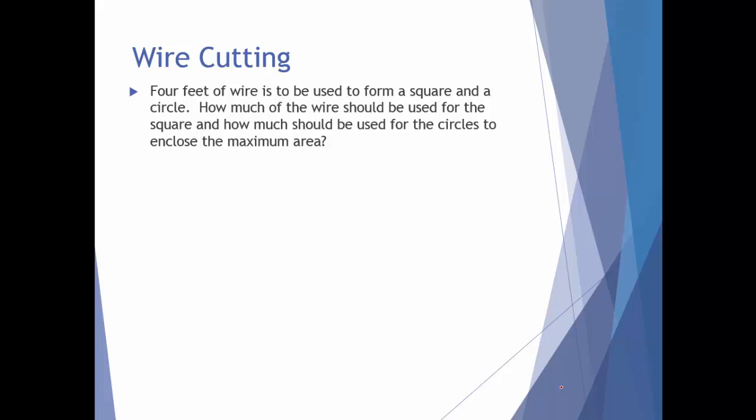If we look at a wire cutting example, this one says 4 feet of wire is to be used to form a square and a circle. How much of the wire should be used for the square and how much should be used for the circle to enclose the maximum area? Okay. So we're looking to maximize area in this case. So that is what we're going to need an equation for.